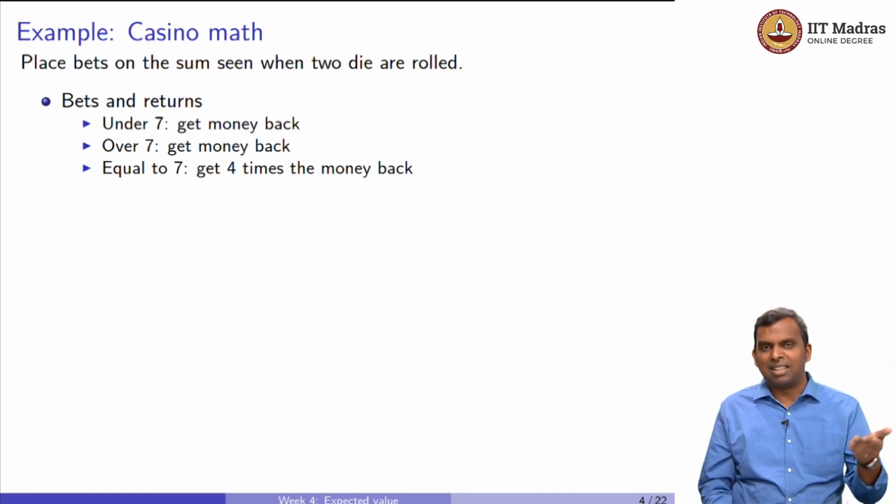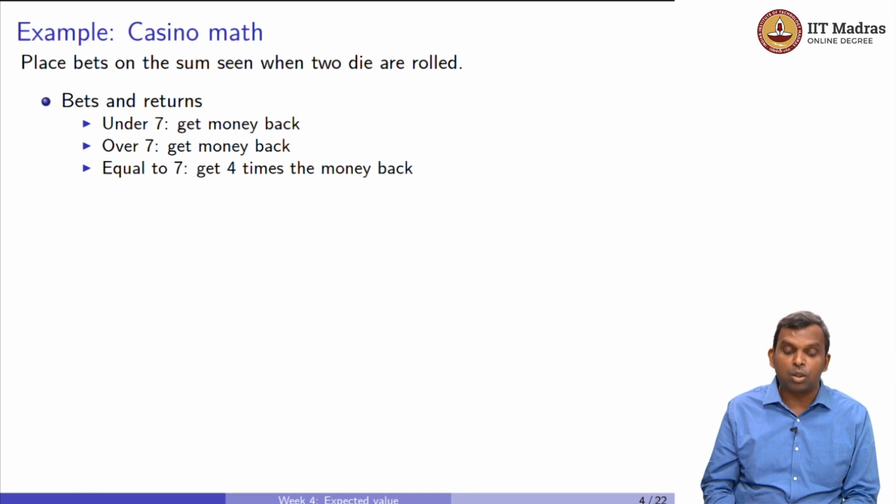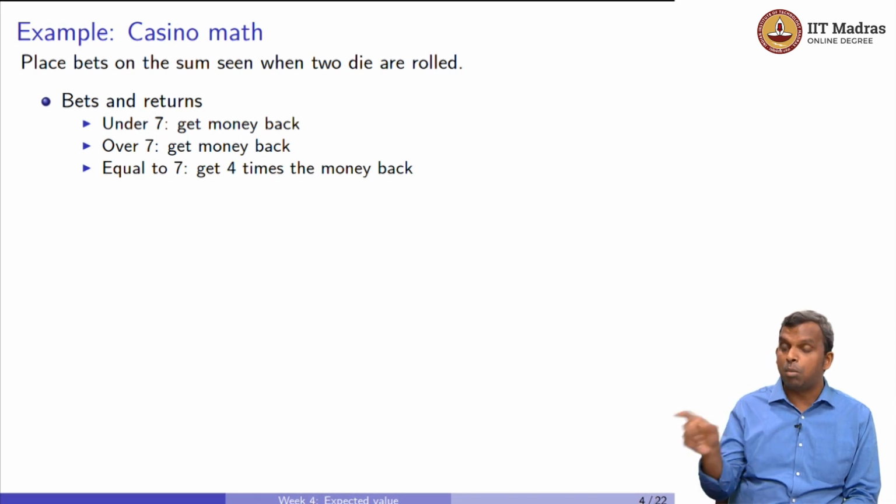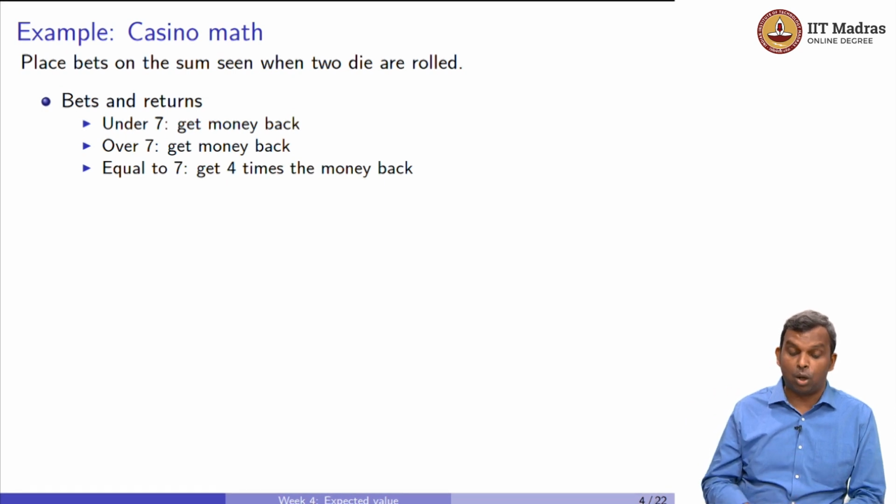So let's imagine there's a casino and somebody wants to bet on something there in the casino, and here is this game. There are two dice being rolled, and you can place a bet on the sum of the two numbers that you see. This is a very common bet that a lot of people make. It's a very popular game, by the way.